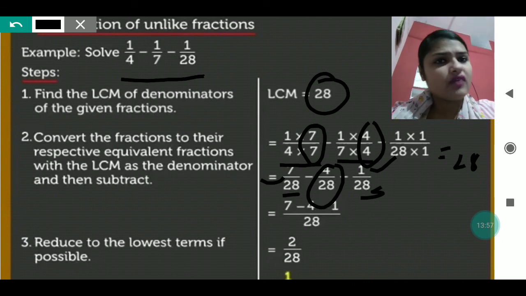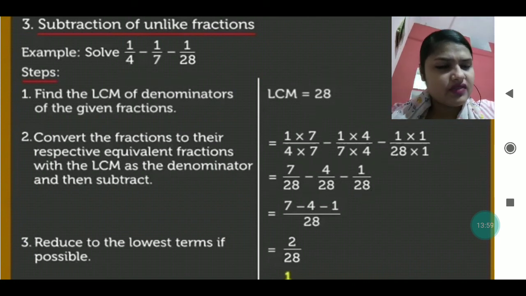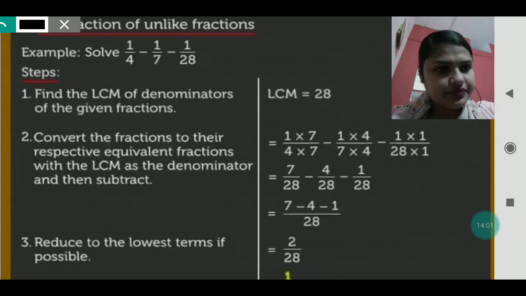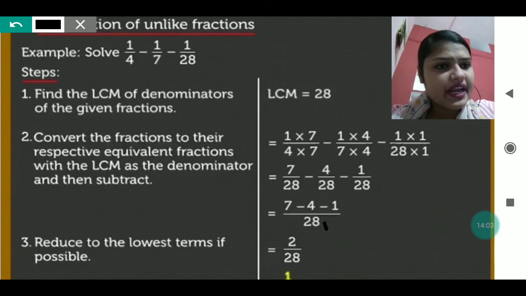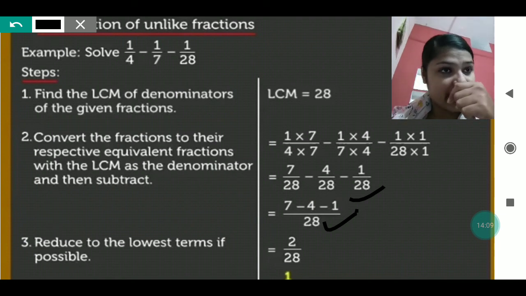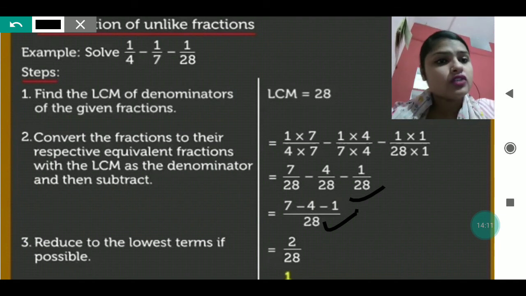So the answer which we have got is like this. See, 28 will be taken as common, and 7 minus 4 minus 1 will be written as the numerator. We have to find the difference. So what you will do, 7 minus 4 you do first, you will get 3. Now from that 3 you subtract 1, you will get 2.